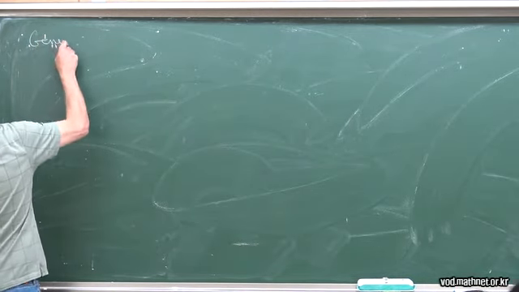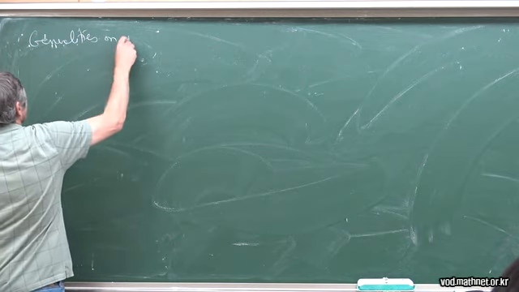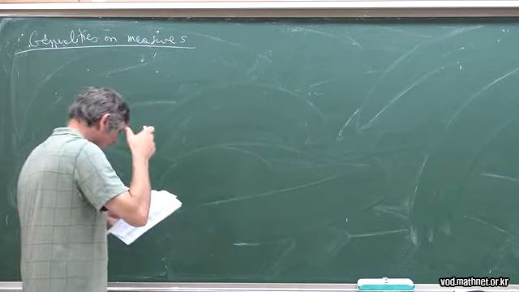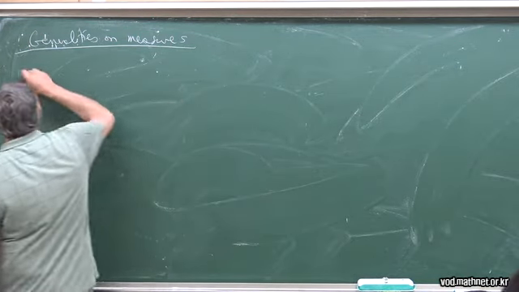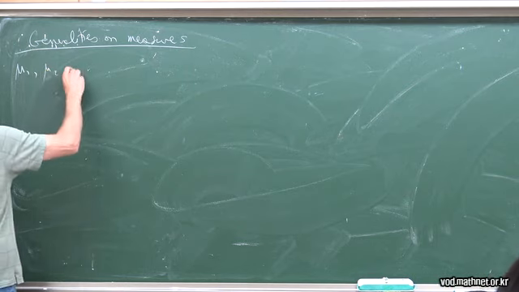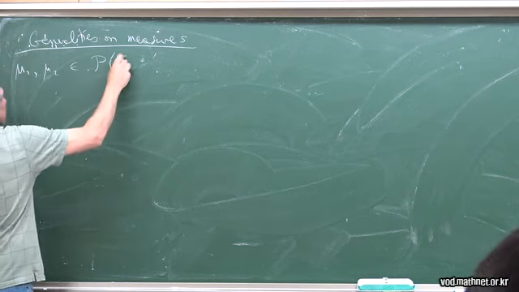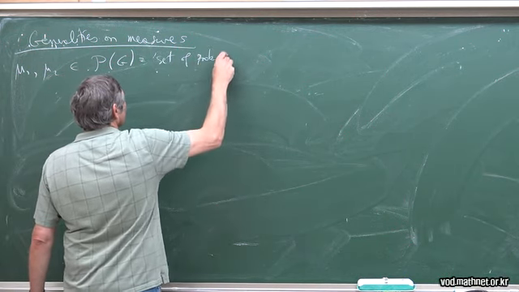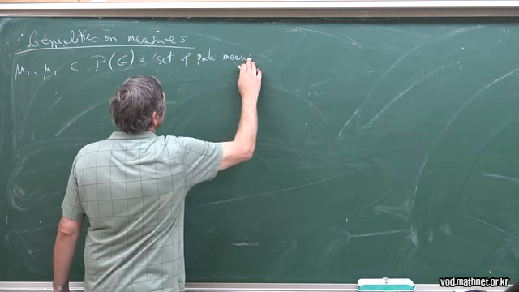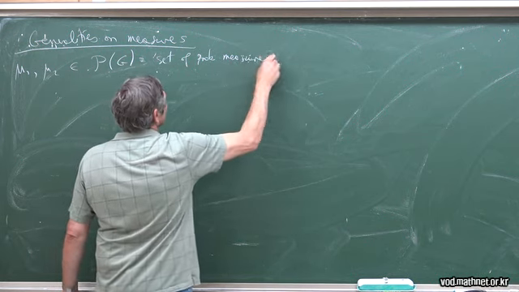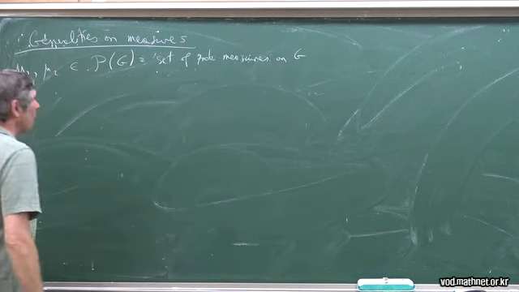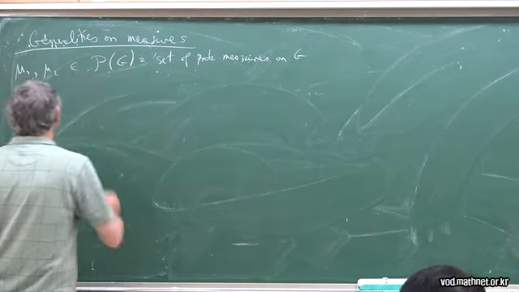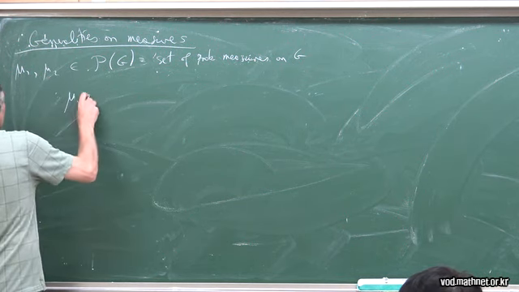Okay, so first of all, if I have two probability measures, a bit of notation, P of G is the set of probability measures on G. Then I can form the convolution. That's maybe the main operation that you have if you have measures on groups. So this is the convolution.